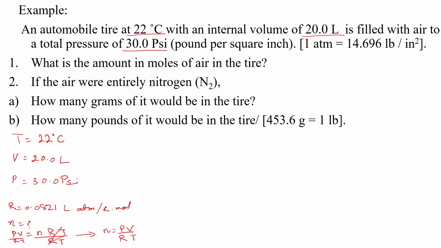For this formula to use, we need our pressure in atmosphere. Volume is already given in liter, so we don't have to do anything here, but we do have to change the temperature from Celsius to Kelvin. So let's do the unit conversion. Here we will be simply adding 273.15.